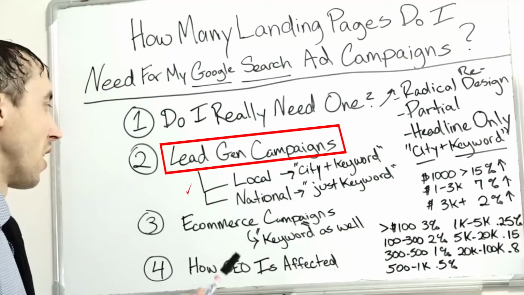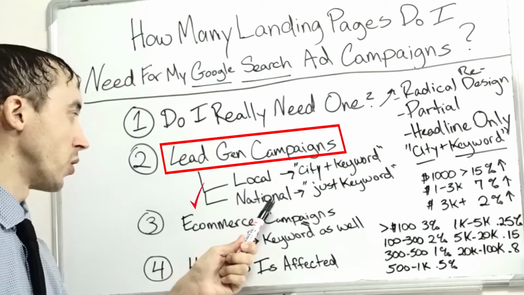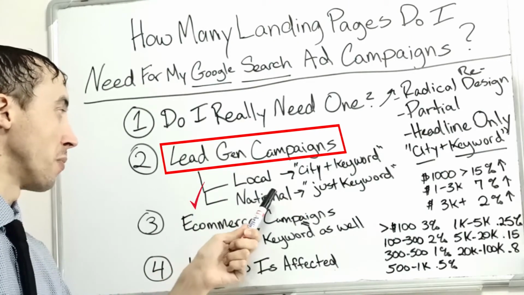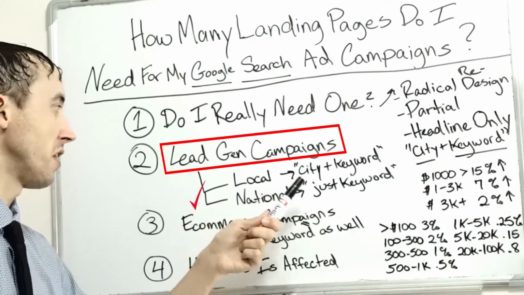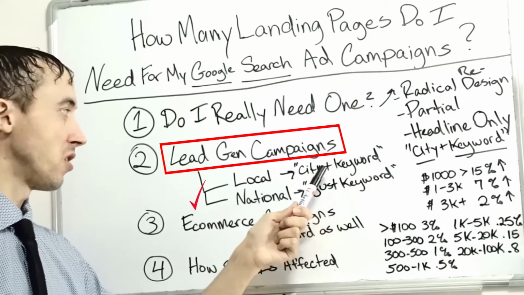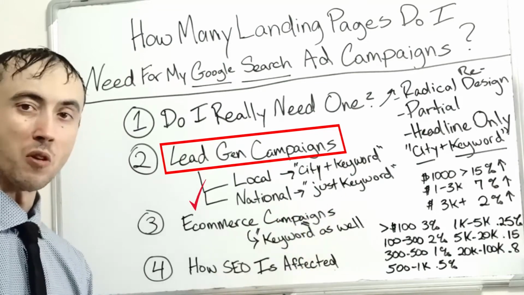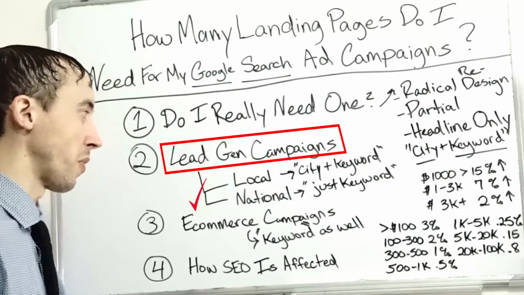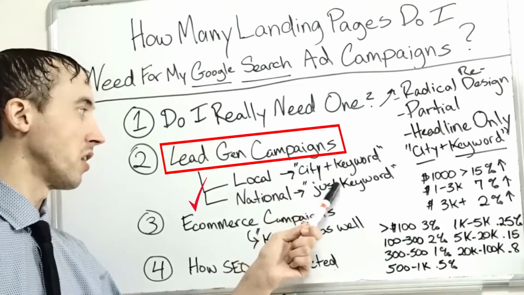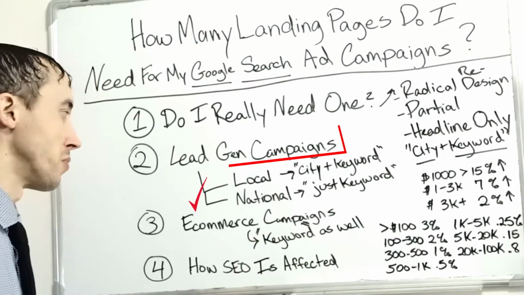On a national campaign, where you're not doing local but are still under the lead generation category, you can do the same thing, but you don't need the city obviously, and you just put the keyword. You can usually get 40% more conversion rate on your page just by adding these 2 things, just to put it into perspective.